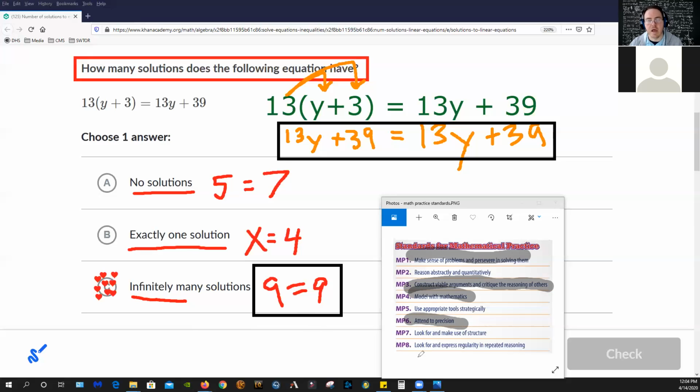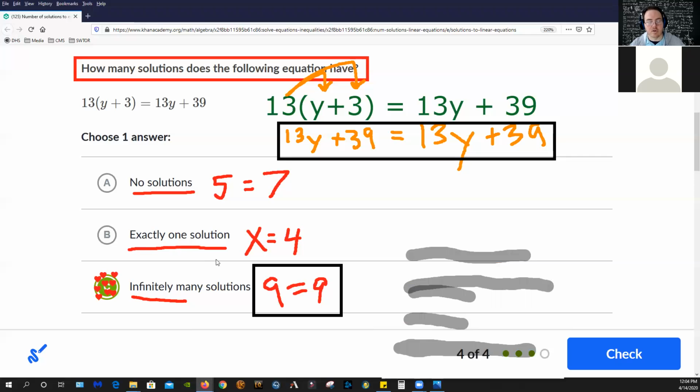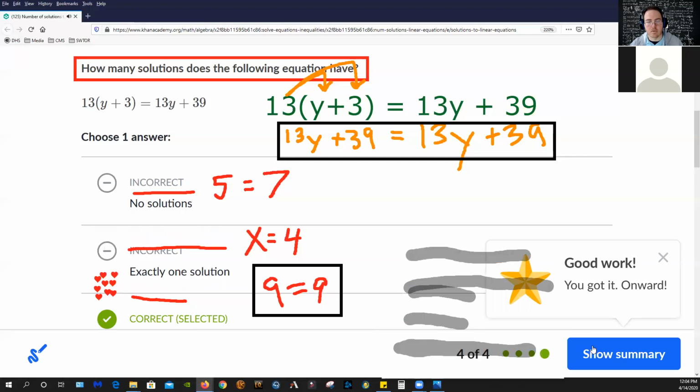Anyway, I might be overstating myself on this problem. We did some thinking, but not all the steps, I don't think. However, I know for a fact that I was using repeated reasoning because I was thinking back to problems we recently did. Like, yeah, that's exactly what we did before. And guess what? It works out both times. So that's how you tell the difference between having no solution, one solution, or infinite solutions. In this case, it was infinite. Sweet.